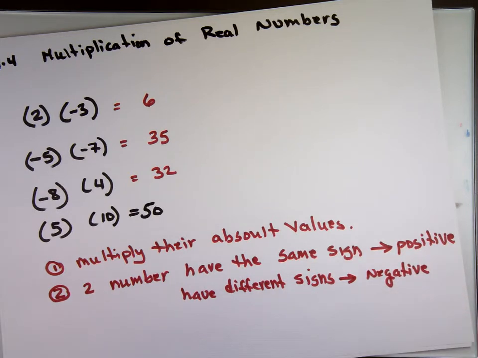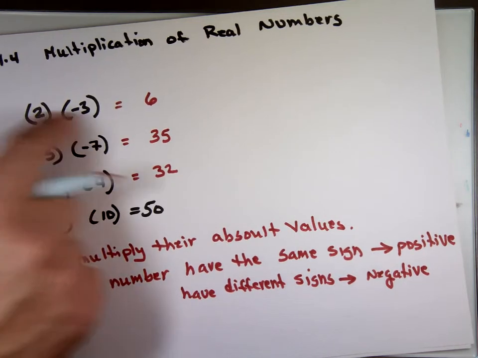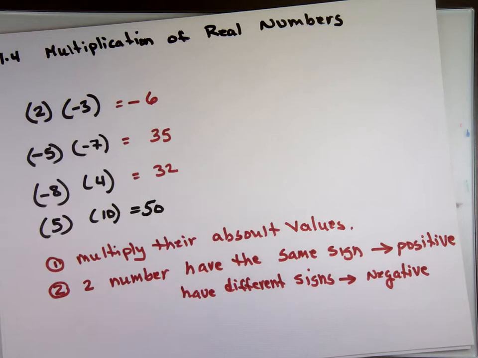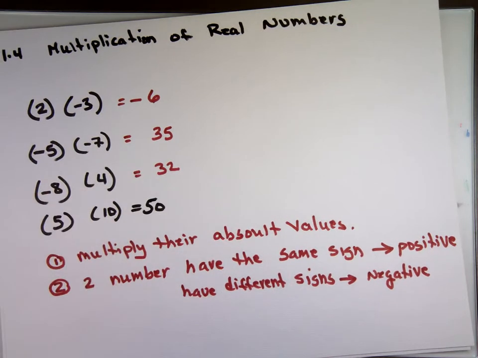So if the two numbers have the same sign, the result is positive. If the two numbers have different signs, the result is negative. It doesn't matter which one's bigger or which one's smaller. So here the two numbers have different signs, that's a negative. Same sign, always a plus. Different signs, always negative. When you have more than two numbers, we'll give you another rule for that shortly. But let's try some of these problems.